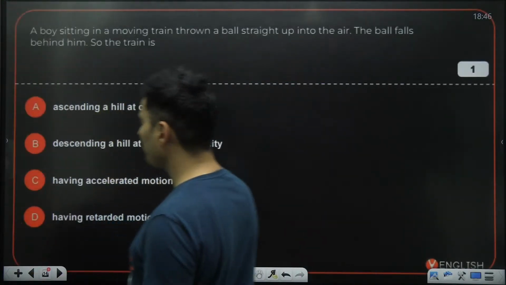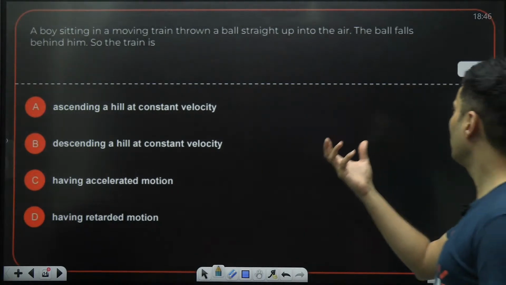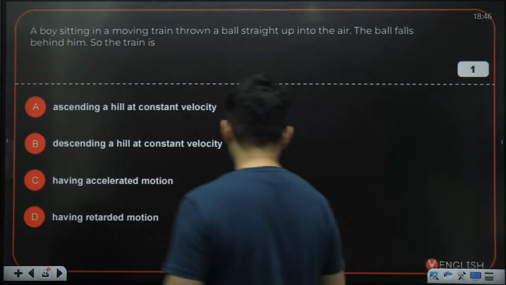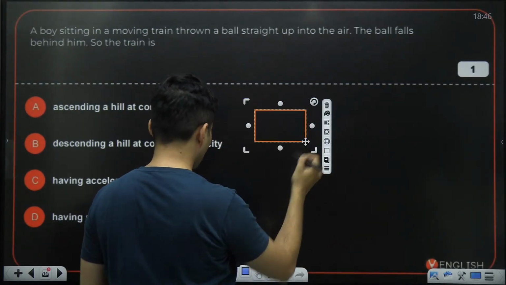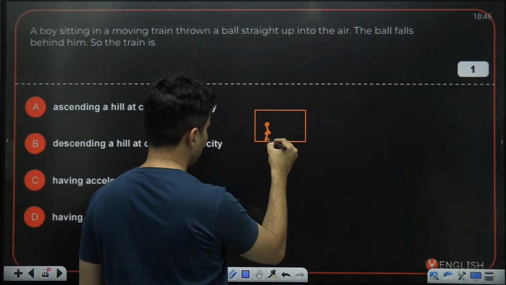So let's start solving the questions, guys. That is only the theory. Let's start. A boy is sitting in a moving train. He throws the ball up, and the ball falls behind him. What will the boy think? Oh, okay. Imagine this is the train. This is that particular boy over here.